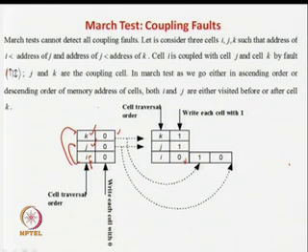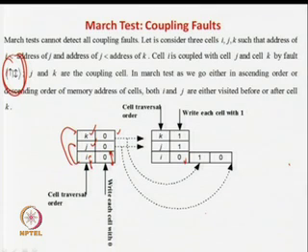So, what is the fault? Whenever there is a rise in cell k or j, that is from 0 to 1, there will be a swing in i. That is the fault written over here. So, if there is a change from 0 to 1 in cell j, there will be a swing in i, and from k also. That is the phenomenon, that is the coupling fault we are taking, and we will see that the march test cannot detect this fault.